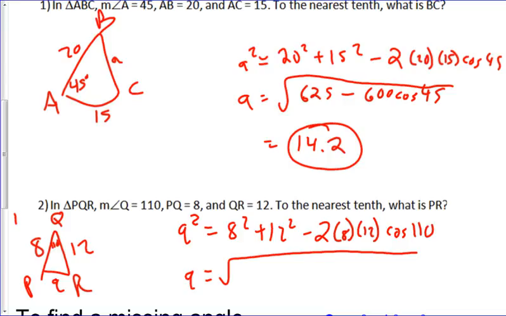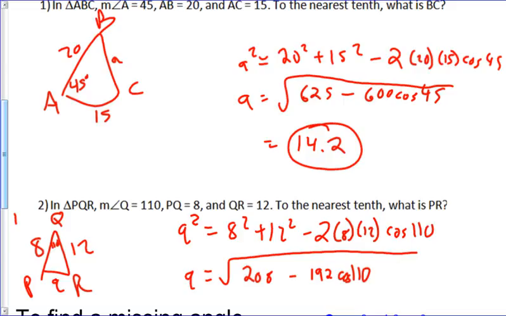Wait, 164 plus 144, sorry, 208. 208 minus 16 times 12 minus 192 cosine of 110. Alright, now you're really going to need a calculator for this. But I'll do 208 minus 192 cosine of 110.